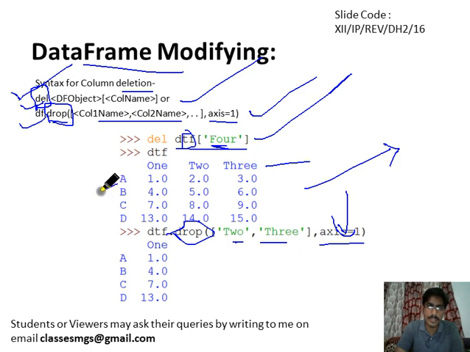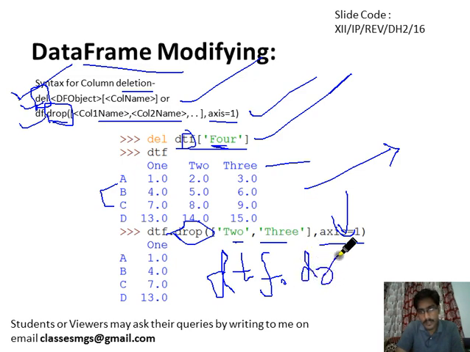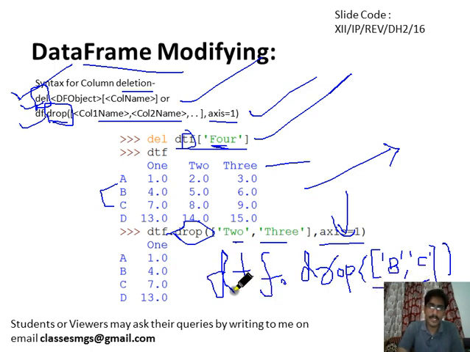If you want to delete, let's suppose, the B and C rows, then what will you write? dtf dot drop, then you will pass B comma C. So if you want to delete these two rows, you will use dtf dot drop B comma C.